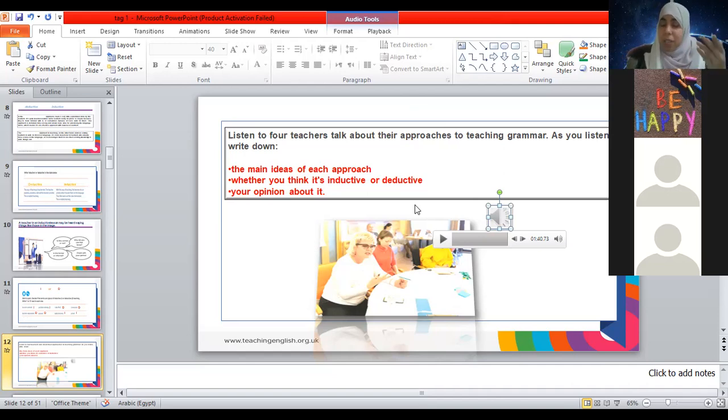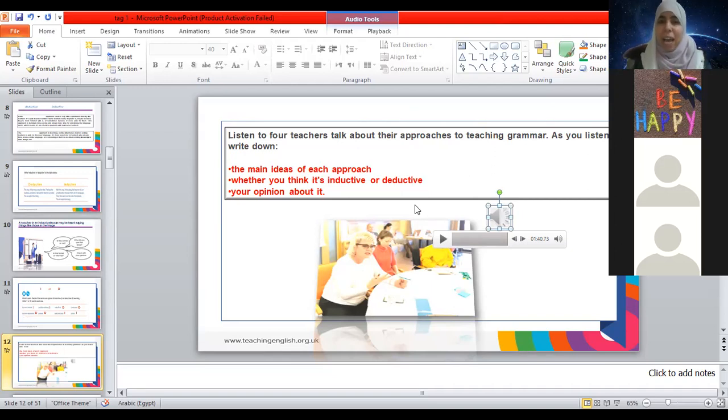Yeah, that's right. He used a context to teach grammar, but he said something that's very important, that he helps students to elicit the form and the meaning. How can it be deductive? Okay, inductive. Yeah, it's inductive, in fact, because he said that I help my students to elicit the meaning and the form of the grammatical structure from the context. So it's really inductive.